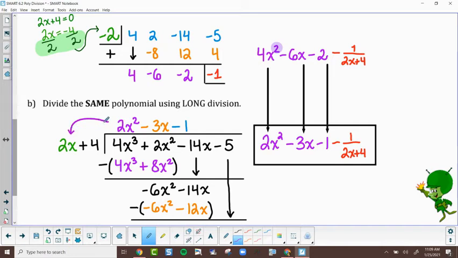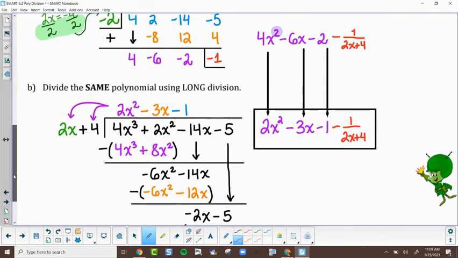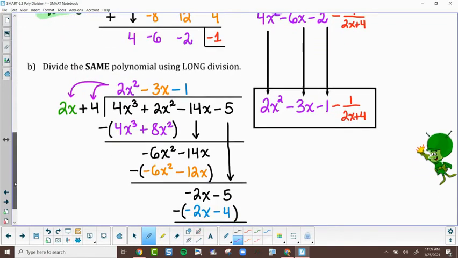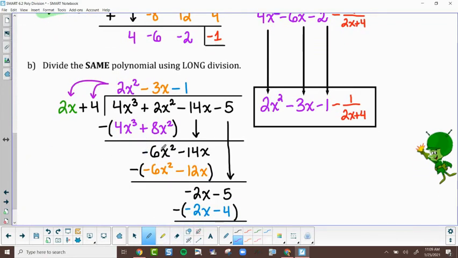All right, let me multiply back down. So here's where I got my 4x cubed plus 8x squared. You can see I've subtracted my pieces. Okay, how many times does 2x go into, oh, negative 6x squared? Oh, that's negative 3x.